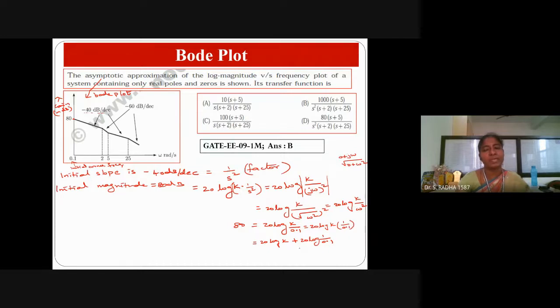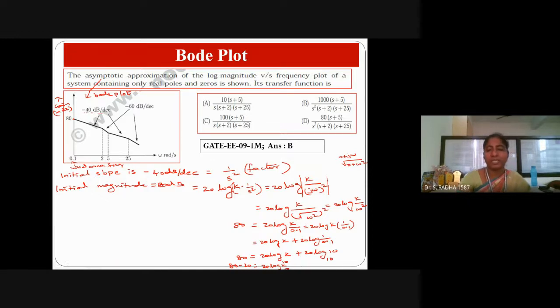Log AB can be written as log A plus log B. So now this is 20 logarithm k, and here I can write it as 20 logarithm 10, because 1 by 0.1 is nothing but 10. This is base 10, and here also base 10. This is 80. If we further calculate, log 10 base 10 will become 1, and 20 is the second term on RHS. So 80 minus 20 is nothing but 20 logarithm k base 10.